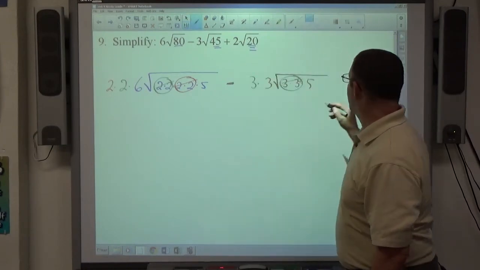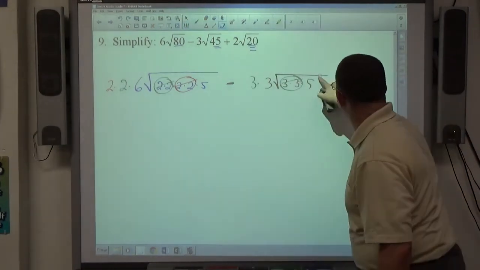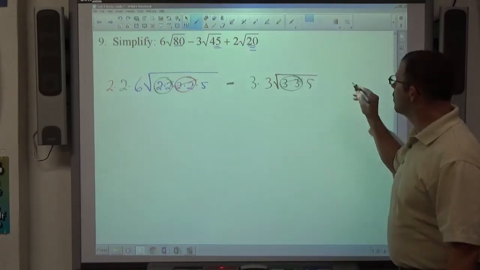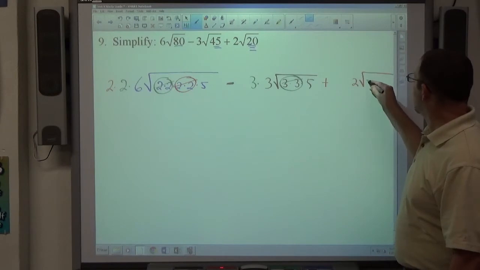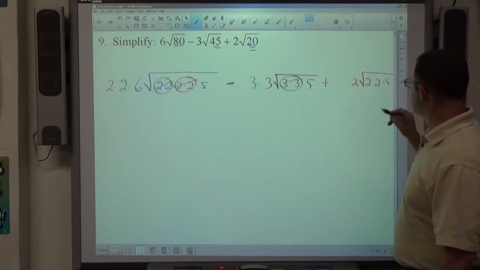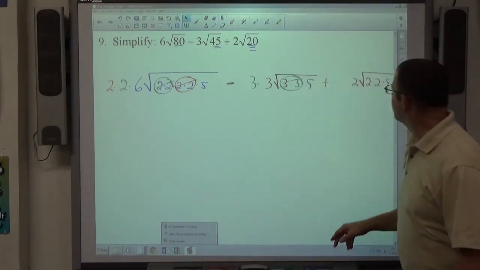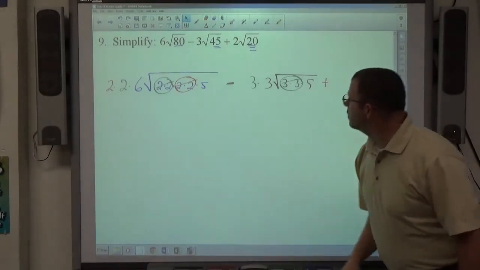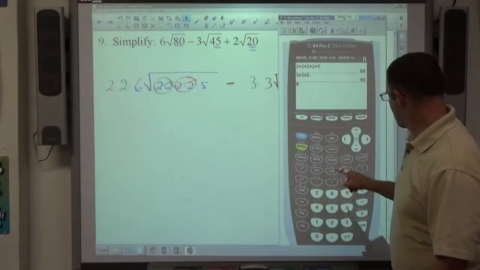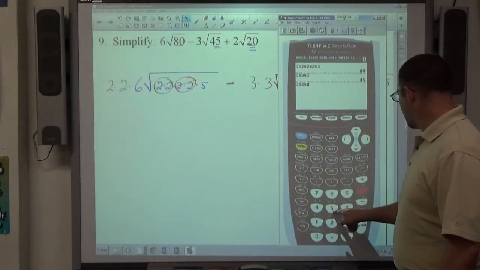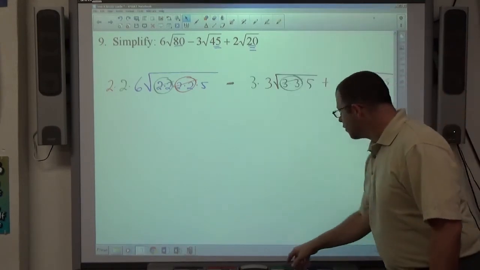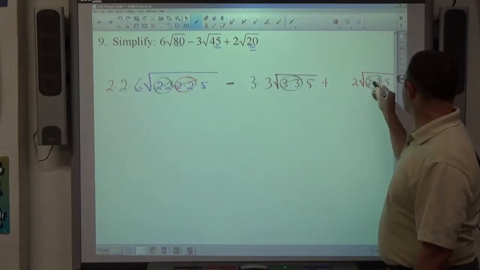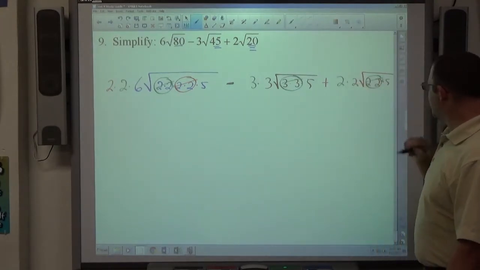Finally, my last object is 2 times the square root of 20. So I'm going to put plus, and again, leave some space, 2 times the square root of 20. 20 is 2 times 2 times 5. And again, if I want to verify that, obviously 2 is a prime number, and 5 is already a prime number we've established. Multiply, we get 20. So what I have is a pair of 2s, I can pull a 2 out. 5 has to stay in.